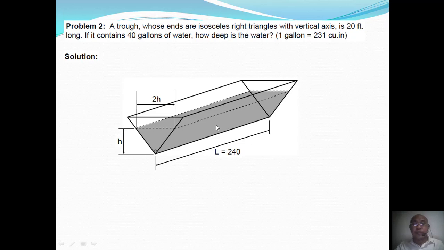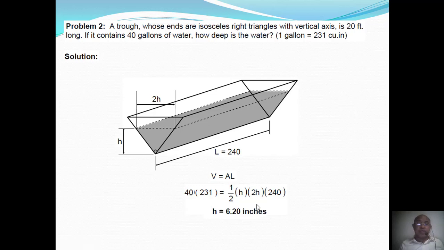This contains 40 gallons of water. So volume is equal to area times the length. The area of this cross-section with the water, times the length, 240 inches. The volume is 40 gallons, so convert it to cubic inches. 40 times 231 equals the area of the triangle, 1/2 times h times 2h, times 240. The only unknown here is the depth of the water, h, which is 6.20 inches.